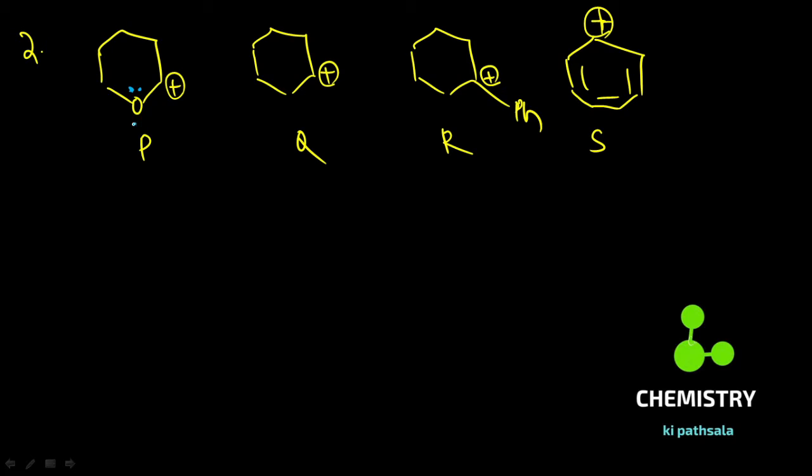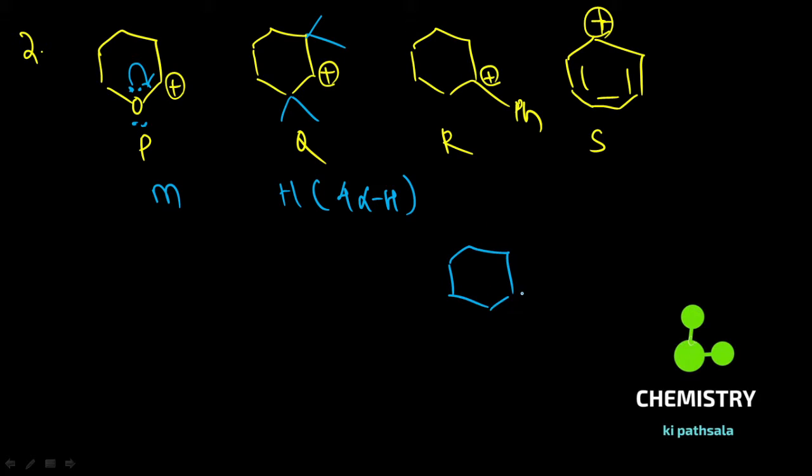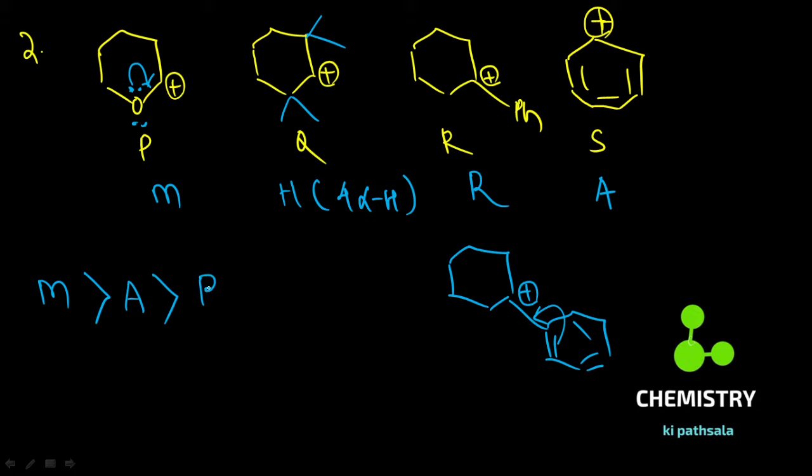Now, in case of P, it is stabilized by mesomeric effect. In case of Q, it is stabilized by hyperconjugation through 4 alpha hydrogens. In case of R, it is stabilized by resonance. So the phenyl group will show the conjugation, or you can say this is a resonance phenomenon. And S, yes, it shows aromaticity. Therefore, mesomeric effect dominates over aromaticity, aromaticity dominates over resonance, resonance dominates hyperconjugation.